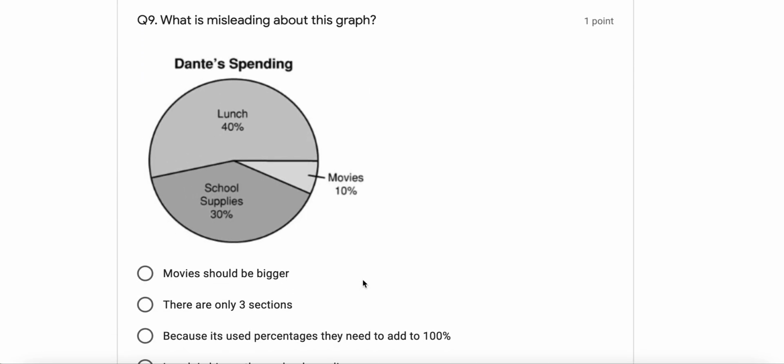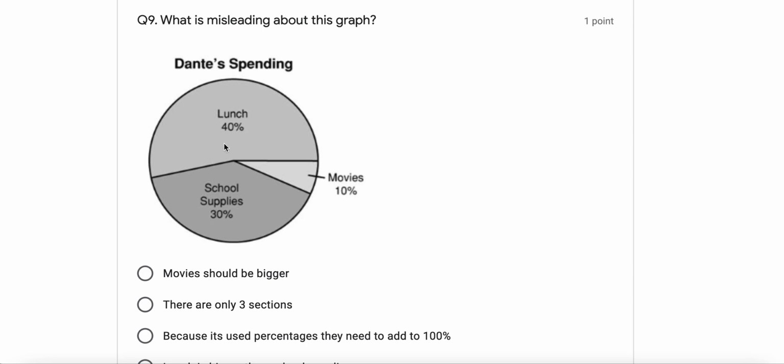All right, what's misleading about this graph? So this is a graph about Dante's spending, and it says that he spent 40% of his budget, I'm assuming, on lunch, or 40% of his spending is spent on lunch, but this section of the sector graph clearly takes up more than 50% of the graph, doesn't it? Because it's more than half of the circle. Half would be a semicircle, and this is taking up more than that. But how can it be taking up more if it's only supposed to represent 40%? So that's a bit whack.